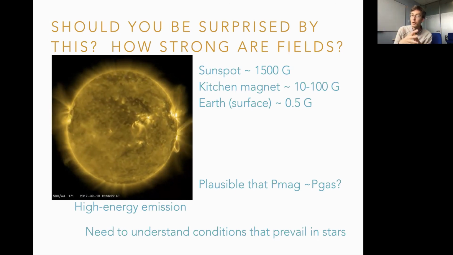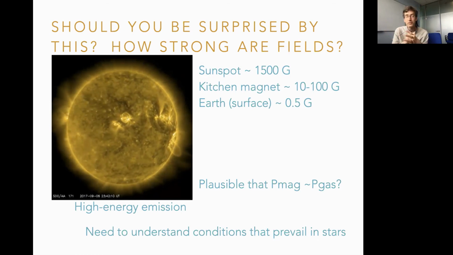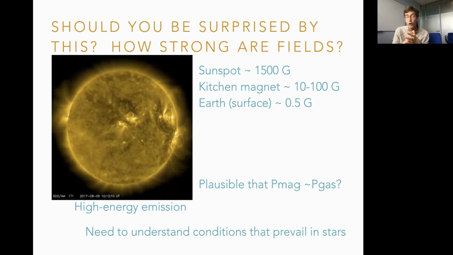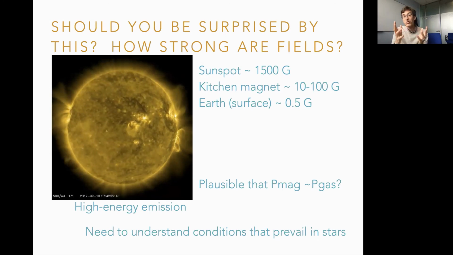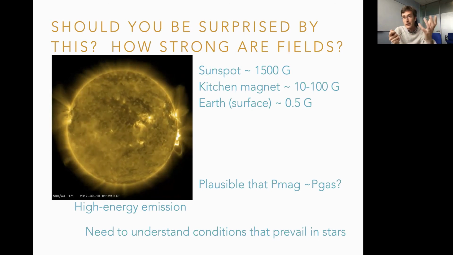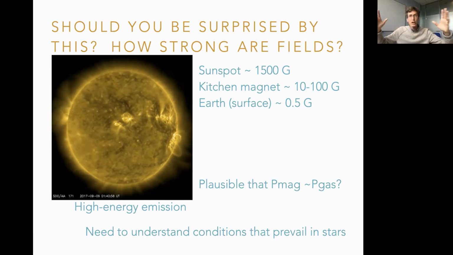And I've listed a few example fields here. Sunspots, maybe a kilogauss, 1.5 kilogauss, a bit stronger if you like, but to order of magnitude, it's a kilogauss. That's not that strong, really. I mean, a good kitchen magnet can be 10 to 100 gauss, but the sunspot's a very large kitchen magnet.